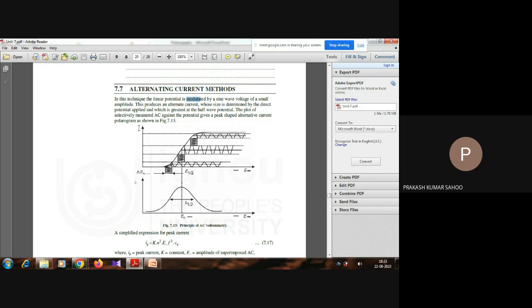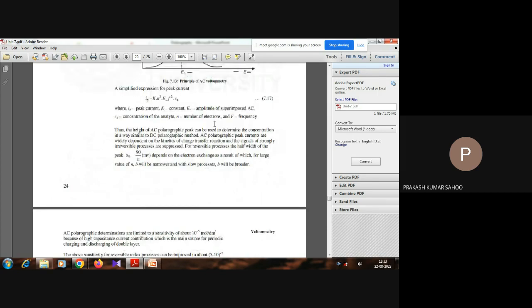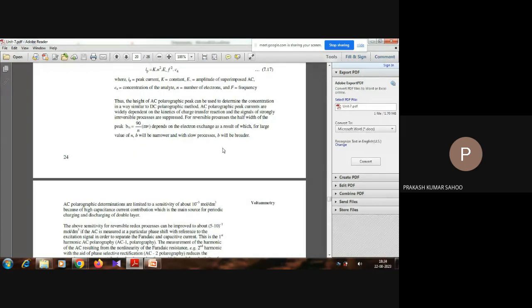So a plot of the selectively measured alternating current against the potential, a peak-shaped alternating current polarogram, is given here, and the equation is ip equal to k n squared E f squared times Ca, where k is a constant, ip is the peak current, E is the amplitude, f is the frequency, and Ca is the concentration. The height of the alternating current polarization peak determines the concentration of the analyte, similar to the direct current polarization method.